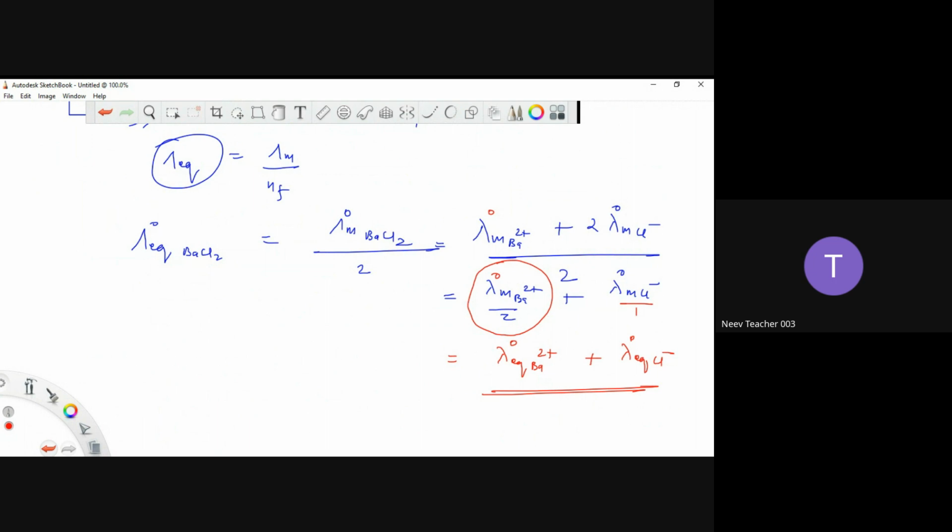There's one more thing also: you can calculate the alpha, the degree of dissociation, in terms of this. Molar conductivity at any concentration divided by molar conductivity at infinite dilution. This is how you're going to calculate alpha. In terms of equivalent also you can calculate the same way. Some questions have been seen on this as well, so that alpha you need to remember. Okay, solve this question.